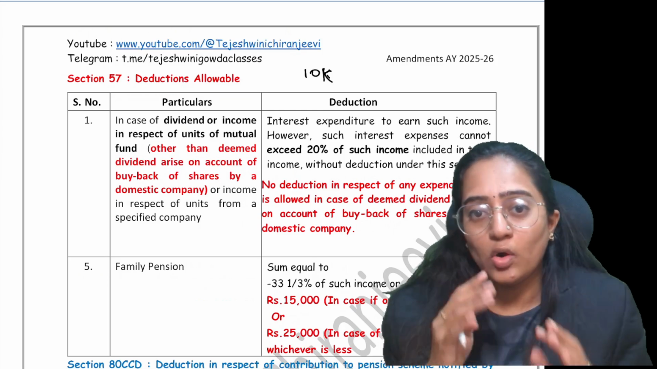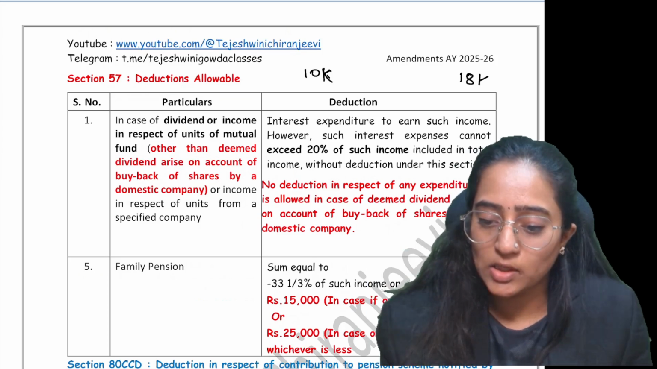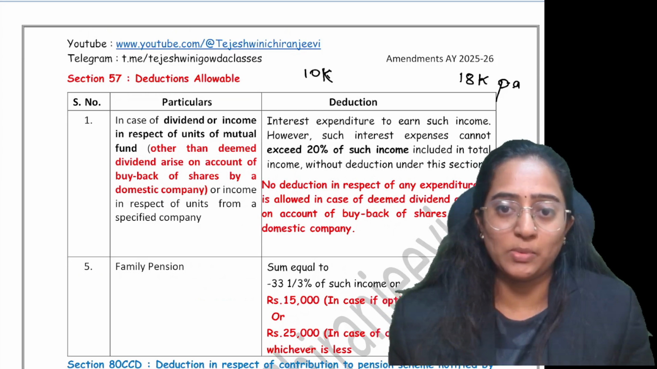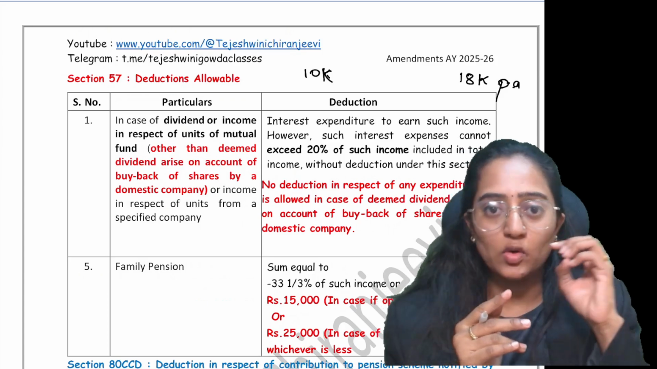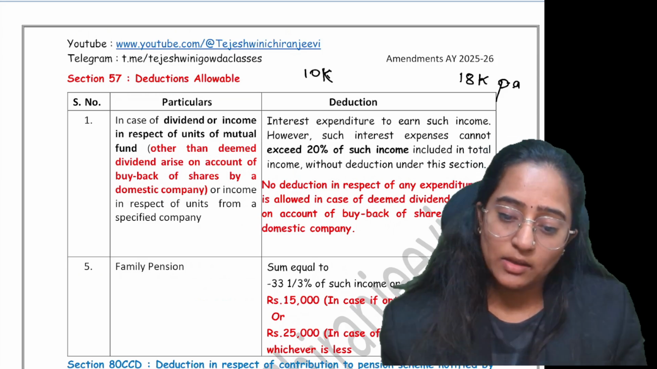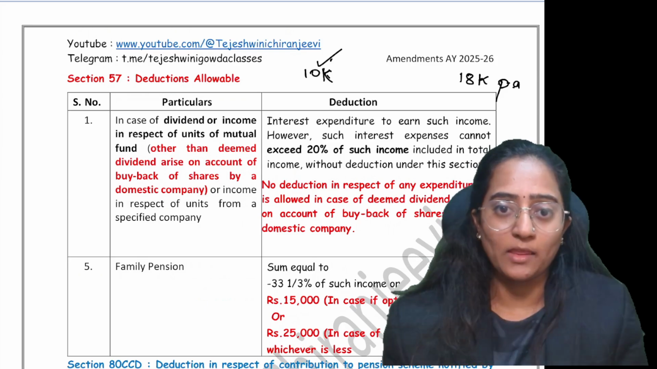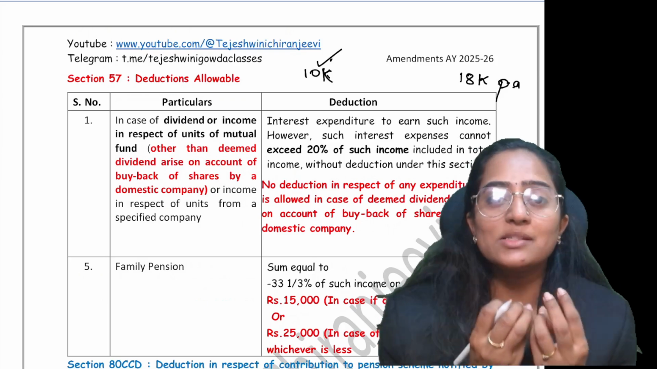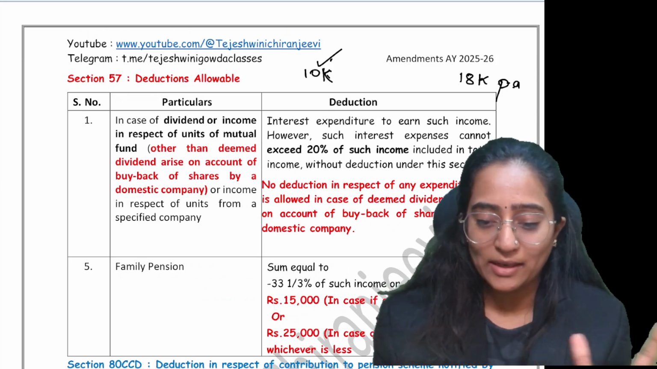For that loan, you are paying interest now of, let's consider 18,000 rupees per annum. For per annum, how much you are paying? 18,000 rupees. But because of you taking the loan and paying interest, you are getting that dividend also. So certain amount should be allowed as deduction for you, no? So how you are going to allow that as your deduction is going to be very simple.